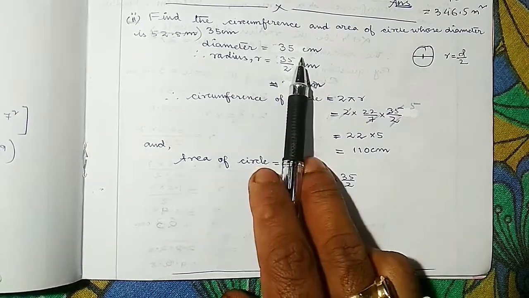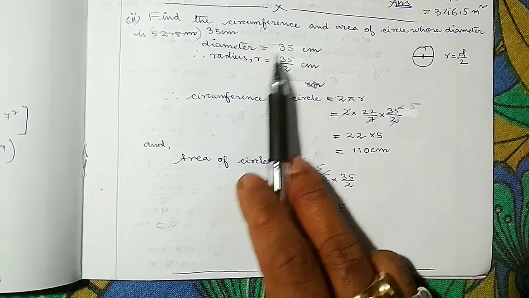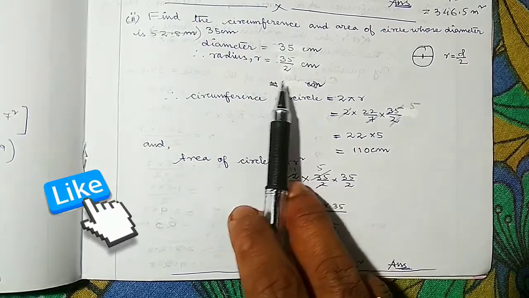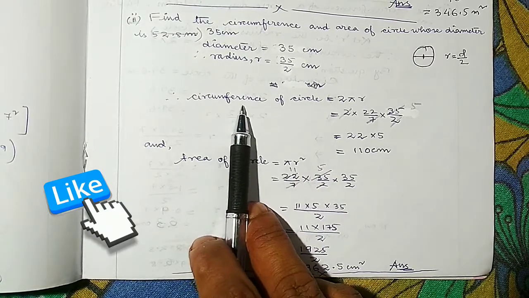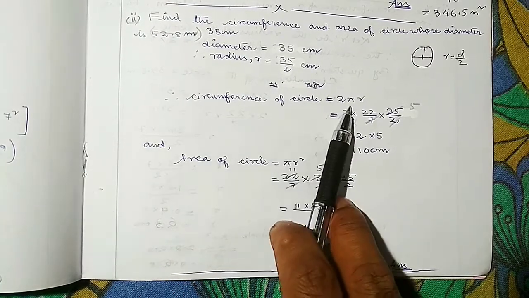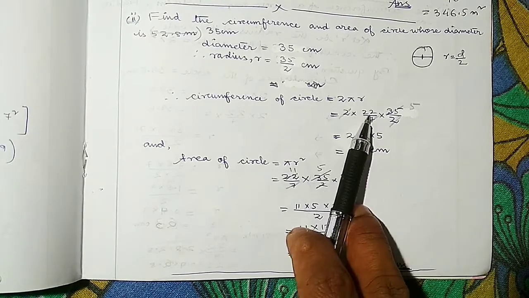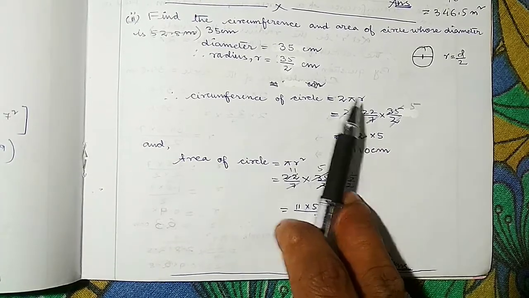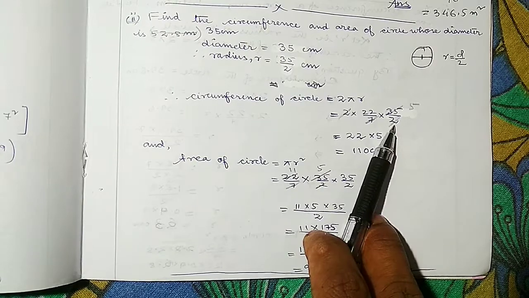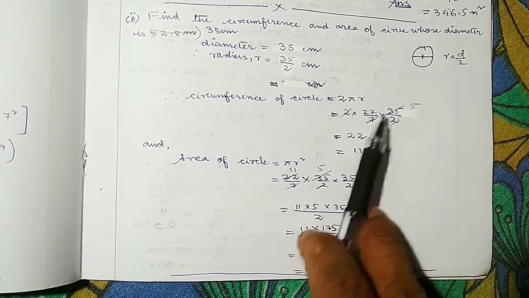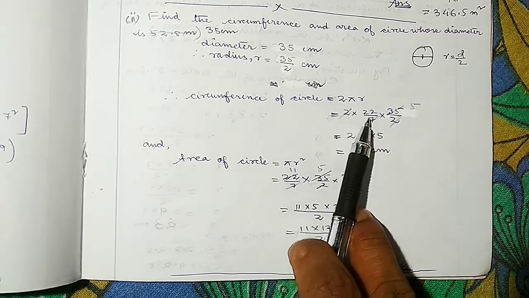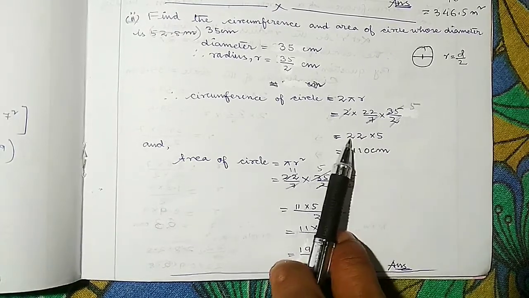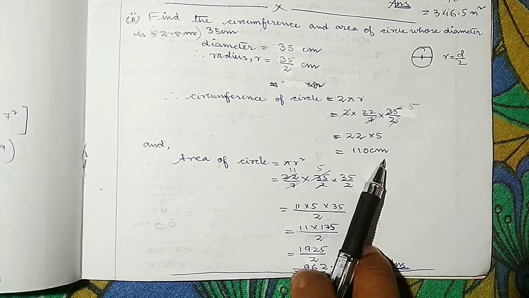So here diameter is 35 centimeter. So radius will be 35/2. Okay, no need to cancel. Here circumference we have to calculate first. So circumference of circle is 2 pi r. 2 into 22/7. And instead of radius, we can write 35/2. Now 7 and 35 can be cancelled. You got 5, and these 2 and these 2 I have cancelled. So we are left with 22 into 5. If I multiply, I am going to get 110 centimeter.